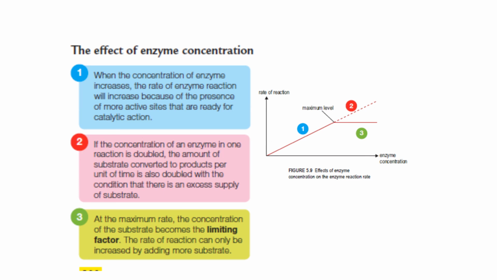The third phase shows a constant level. This is because it has reached the maximum rate. The concentration of the substrate becomes the limiting factor. So the rate of enzyme reaction can only be increased by adding more substrate.